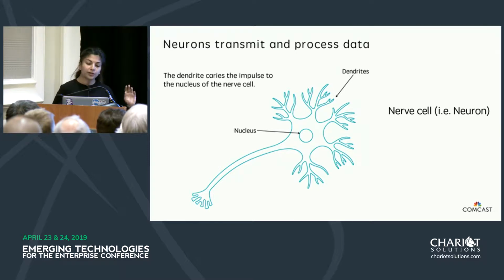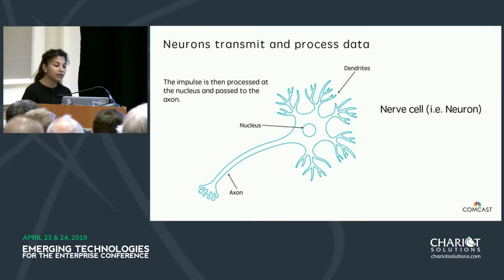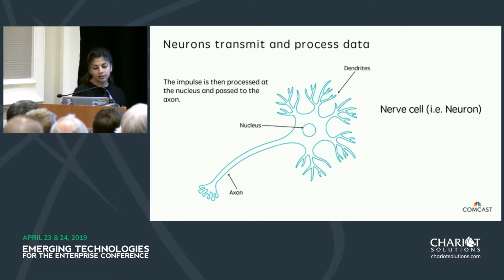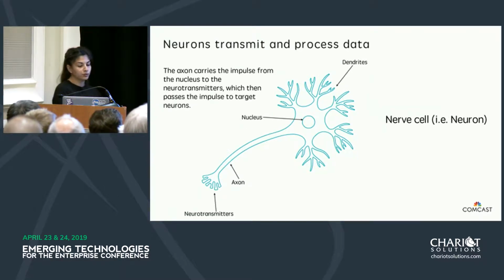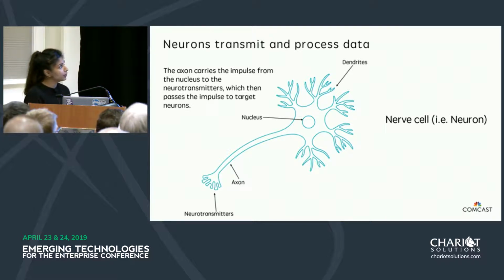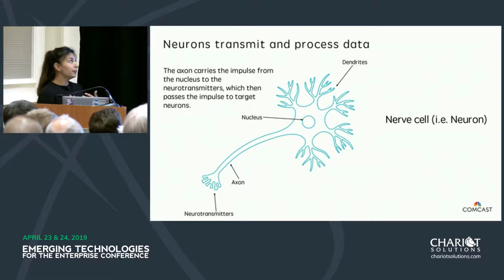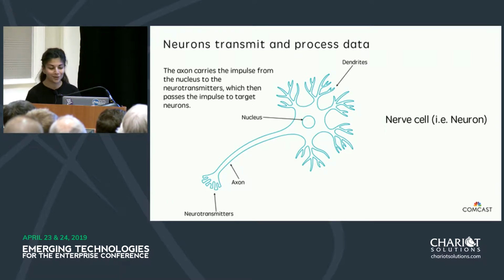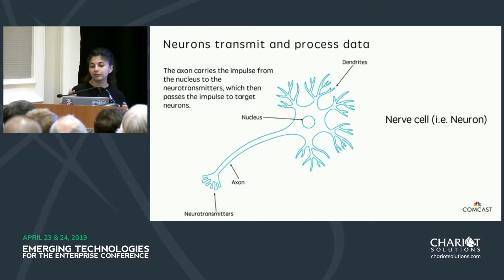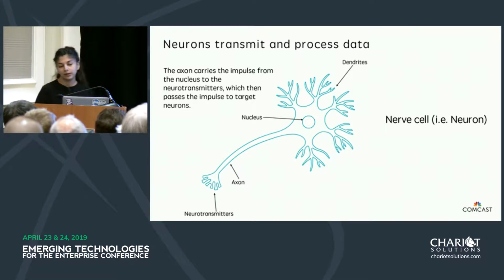The dendrite carries the impulse to the nucleus of the nerve cell, and then the impulse is processed at the nucleus and passed to the axon. The axon is this long branch between the nucleus and what you'll see here as the neurotransmitters. The axon carries the impulse from the nucleus to the neurotransmitters, which then pass the impulse to target neurons. Obviously, this isn't exactly how our nerve cells work. However, there are similarities between neurons in your brain and neurons in the deep learning sense. The key concept here is neurons transmit and process data.